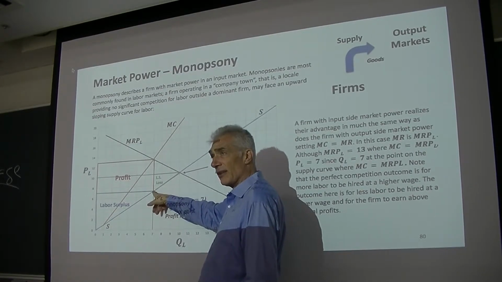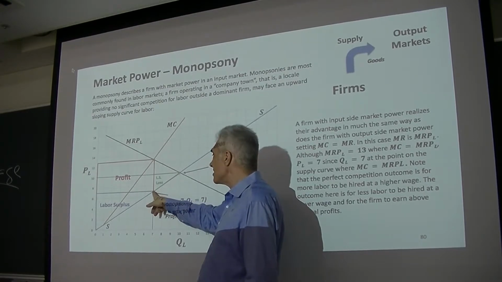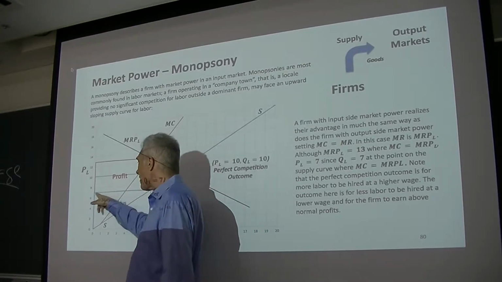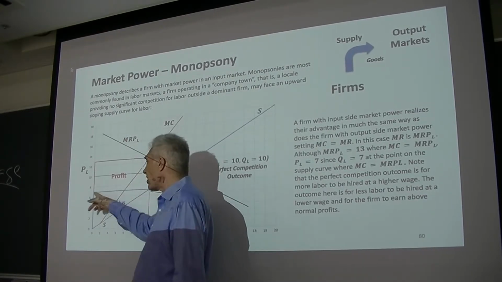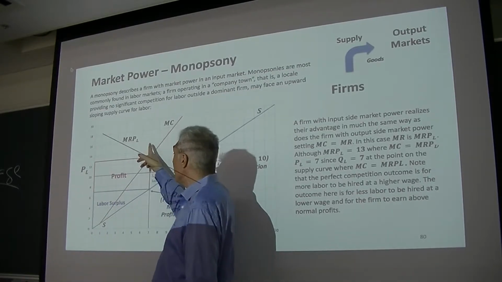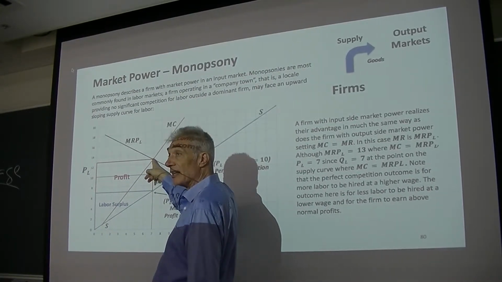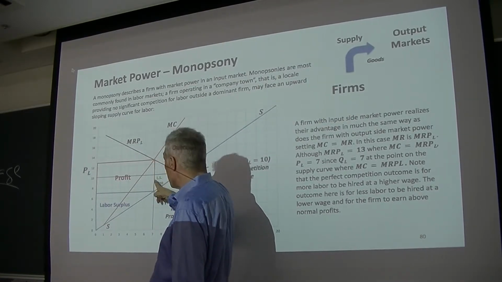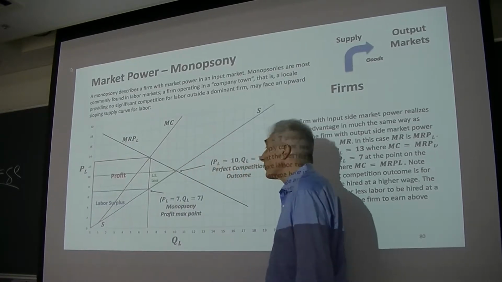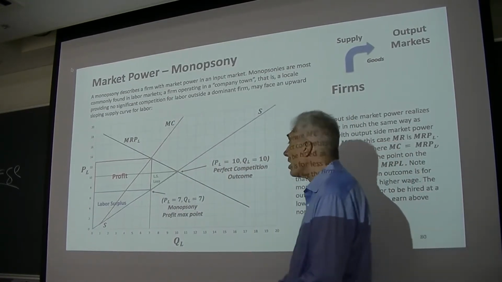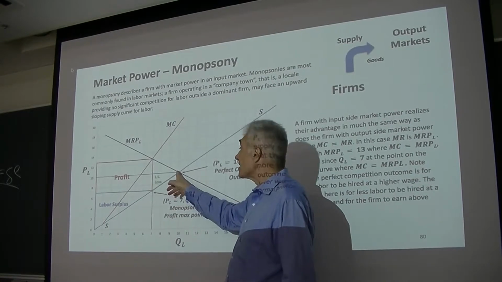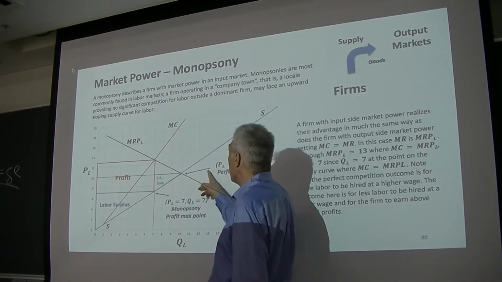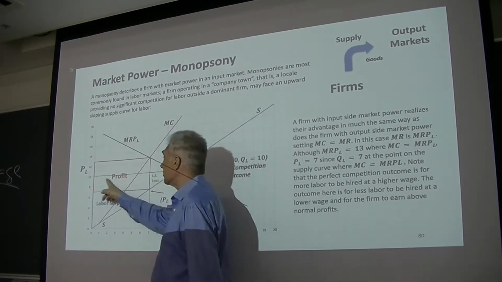If you're the employer, then this is nice, because what happens: you paid a wage of 7, you're hiring fewer people, you have to pay a lower wage, and here the marginal revenue is 13. Marginal revenue product of labor is 13, your marginal cost is 7. If you're in a perfect competition outcome, it's here, because your supply curve is flat.